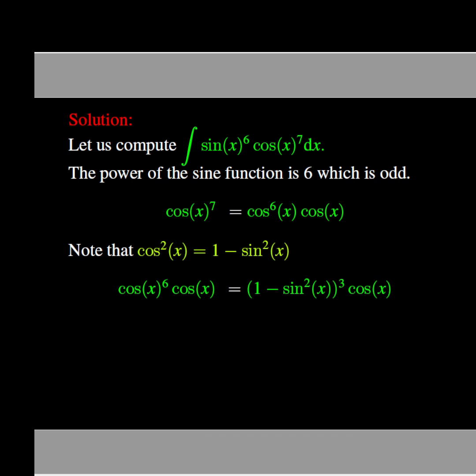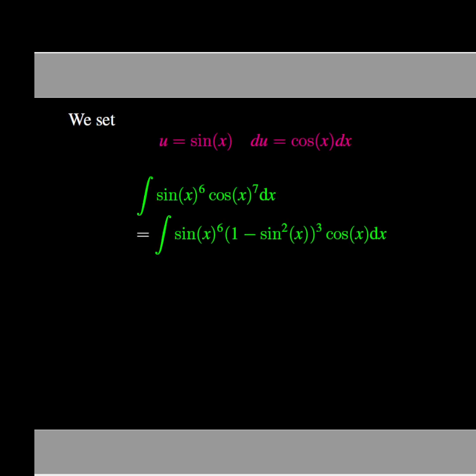So we have cosine of x to the power 6 times cosine of x is equal to the expression 1 minus sine squared of x to the power 3 times cosine of x. Now let us set u equal to sine of x and du equal to cosine of x dx. The integral of sine of x to the power 6 times cosine of x to the power 7 dx is equal to the integral of sine of x to the power 6 times the quantity 1 minus sine squared of x to the power 3 times cosine of x dx.